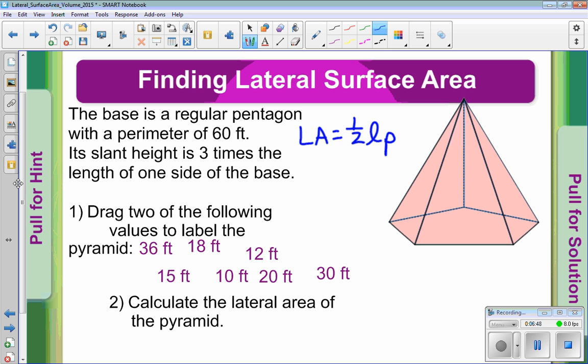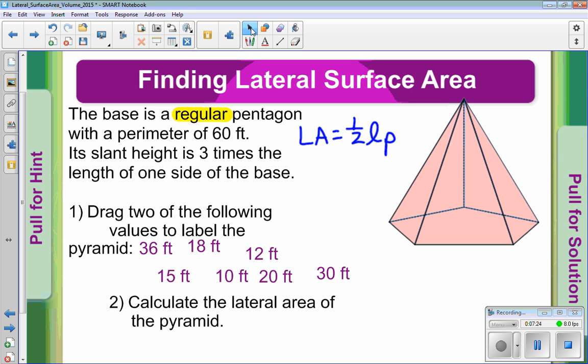So what values am I going to use? Well, I'm given the perimeter of the base, and I'm given the slant height, sort of. 3 is not the slant height. Would you agree with that? I'm given some information to help me find the slant height. So if the perimeter is 60 and it's regular, what does regular mean again? All sides are congruent.